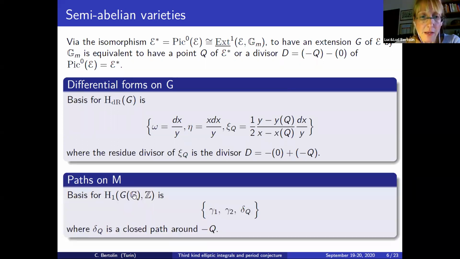The paths of G. Here there is a mistake on the slide: instead of paths on M, one should read paths on G. As a basis for H_1(G, Z), we take gamma 1, gamma 2, which are a basis of loops in the elliptic curve. And then we take delta_Q, where delta_Q is a path around the point Q, minus Q. And Q is always the point which parameterizes the extension G.